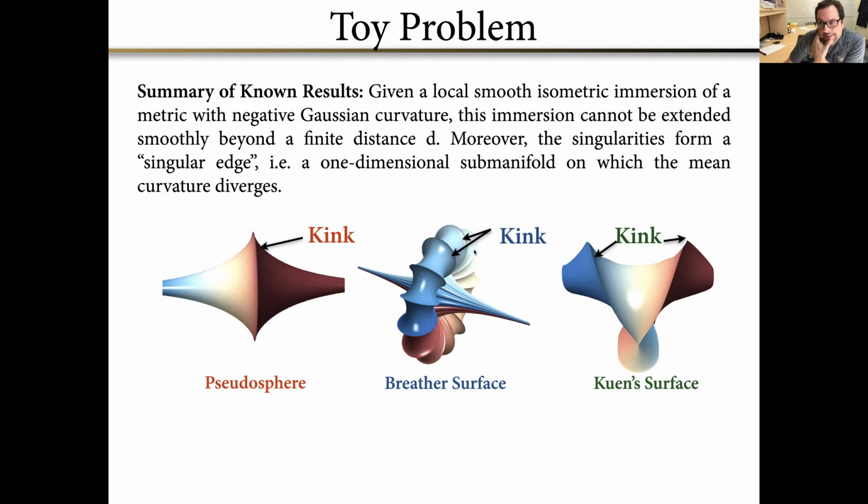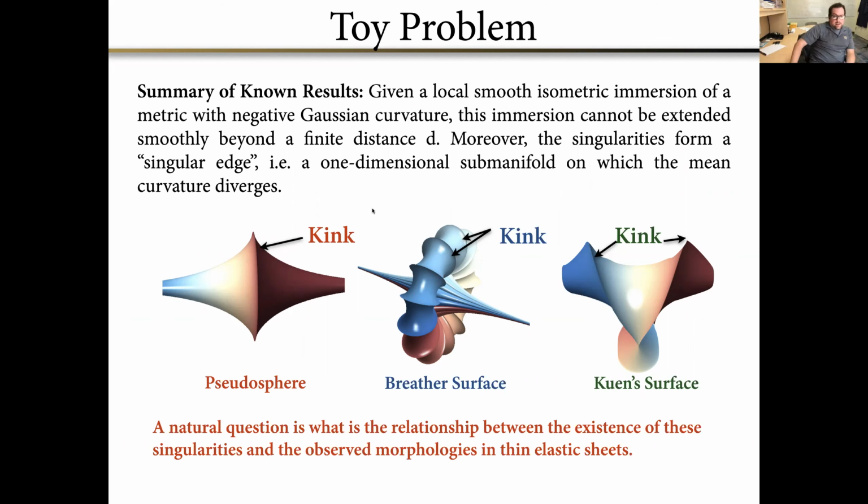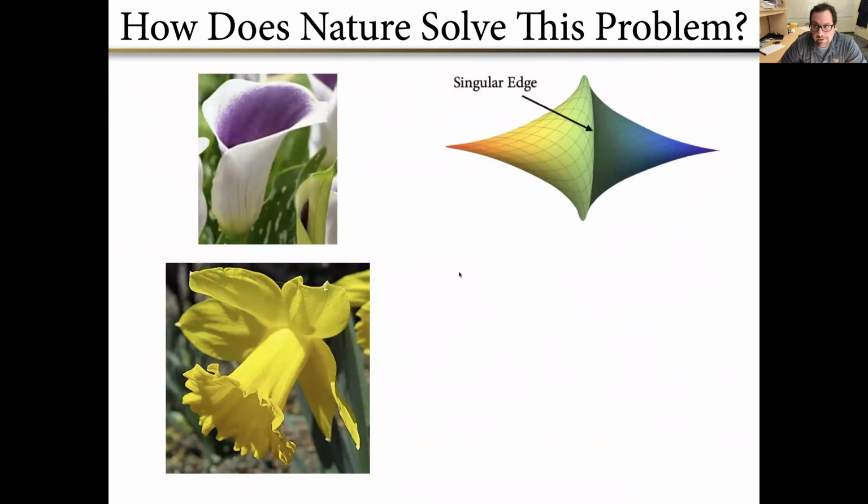From the elastic perspective, this is a problem. These kinks are going to have massive bending energy because the second derivative is divergent on all of these. It's a really extreme thing to ask a sheet to do. Given that this is the fundamental restriction of hyperbolic geometry, why in nature do we observe more regular surfaces? We don't see these kinks emerging in things like sea slugs and lettuce. So how does nature actually solve this problem?